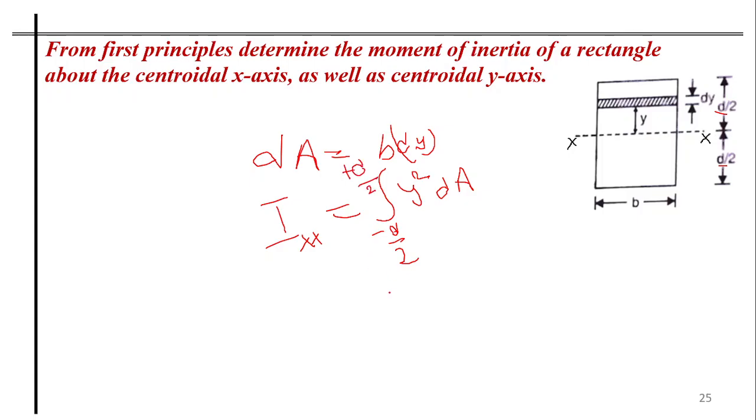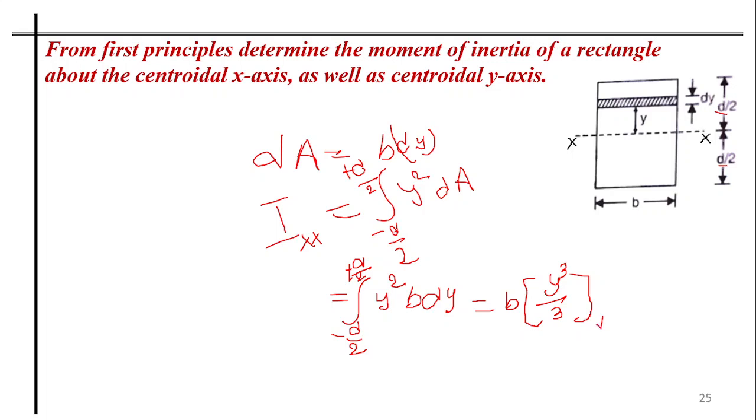So how can I write it? That gives me Ixx equals the integral from minus d by 2 to plus d by 2 of y square multiplied with dA, which is b into dy. Okay, so b is a constant value, it is not changing. So after integration, that gives me b multiplied with y cube divided by 3, with the limits from minus d by 2 to plus d by 2.